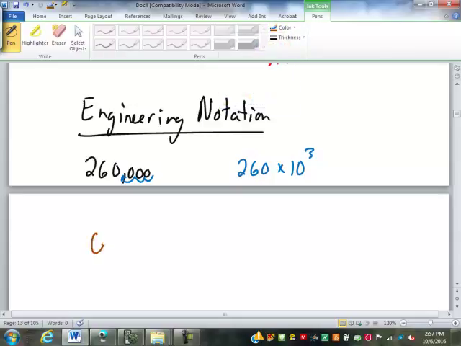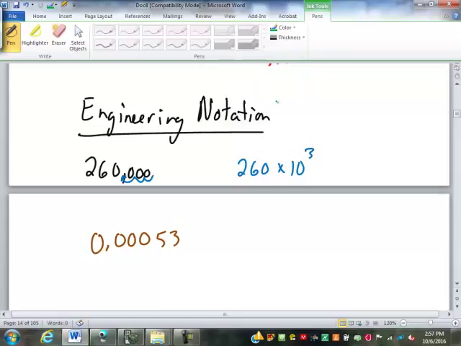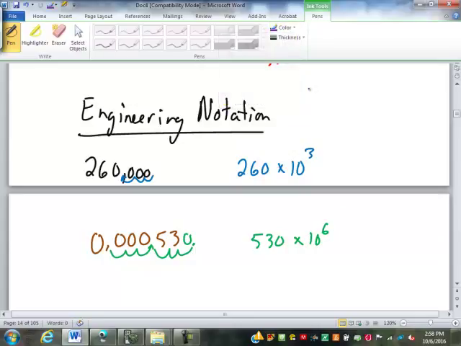It's a little more confusing going the other direction. So 0.00053, if I go to put that into engineering notation, I go 1, 2, 3 spots. Can I go 3 more? Your first instinct is to say, no, I can't. But we have to. Right now, there are no non-zero digits in front of the decimal point. So I have to go 4, 5, and add a 0 to get 6. So that's 530 times 10 to the 6th, or times 10 to the negative 6, I should say.